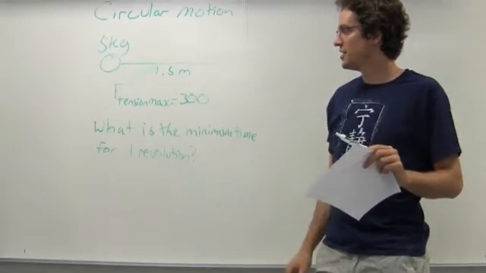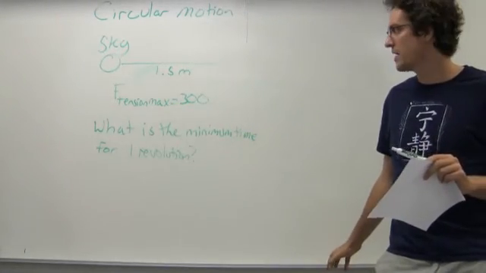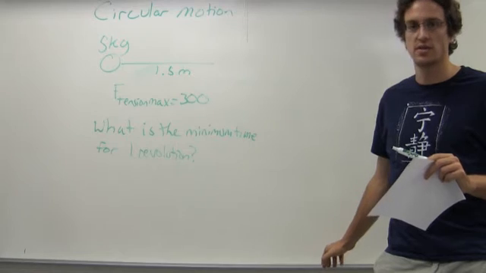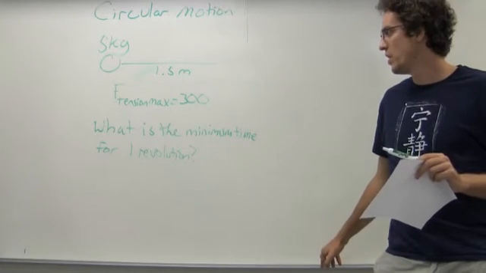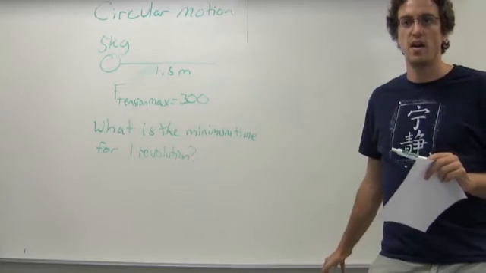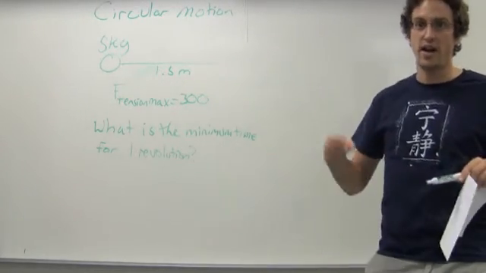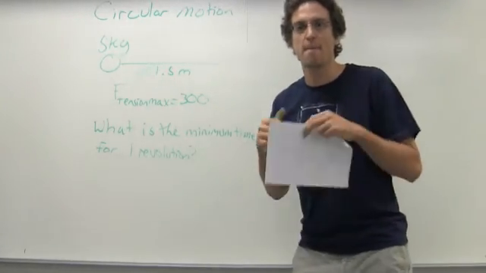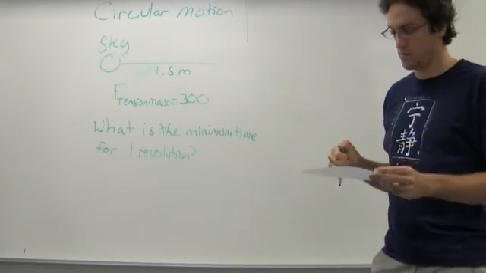Now the tension on the string's maximum value is 300 newtons. Okay? So the question is, what is the minimum time for one revolution? Now the minimum time is going to be when it's moving the fastest. Okay? So we want to maximize our velocity.